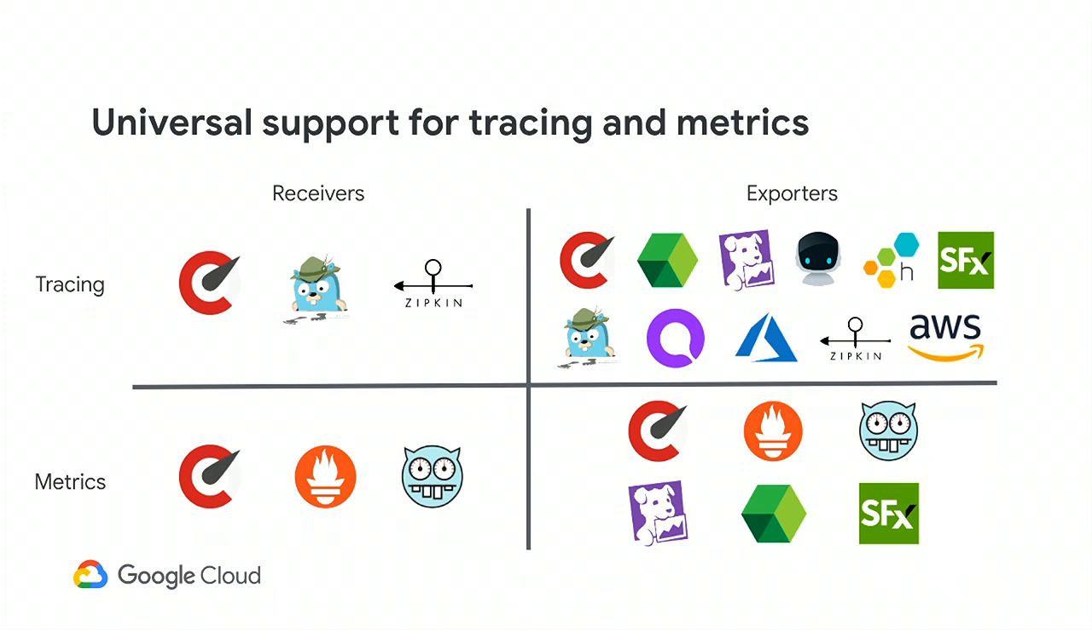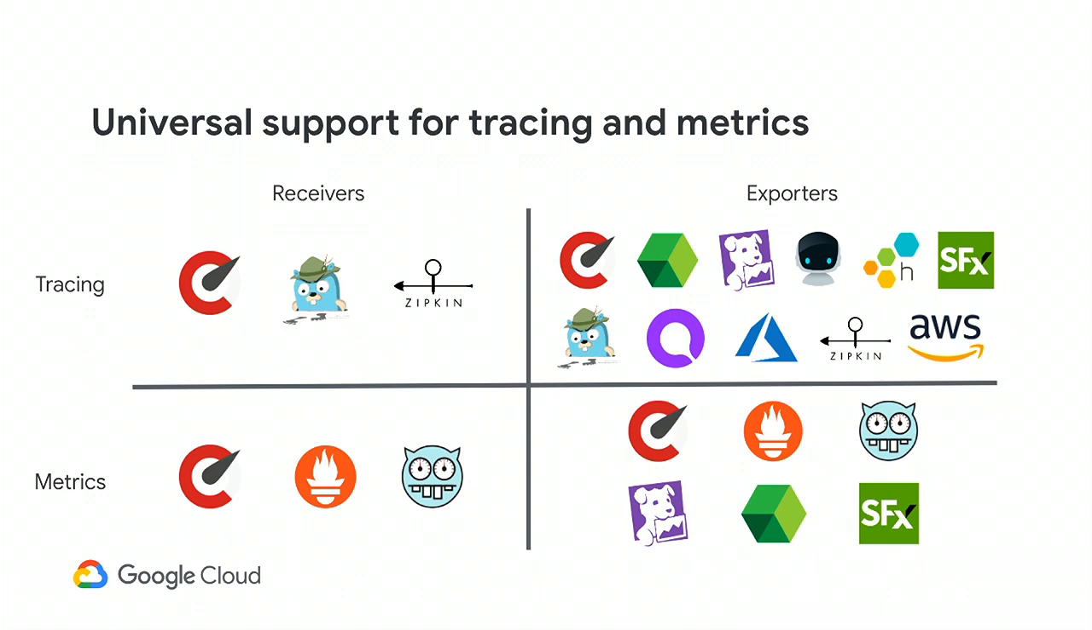And really, the OpenCensus service is about universal support. So here are just a few of the different types of receivers and exporters that are supported today, a wide range. And this OpenCensus service is extremely flexible. You can actually add more, and more are being added all the time. So it doesn't matter whether you don't see your logo up here, it can be added. And you'll be able to transform into and out of these different formats.